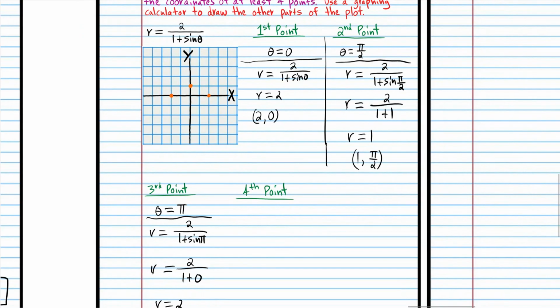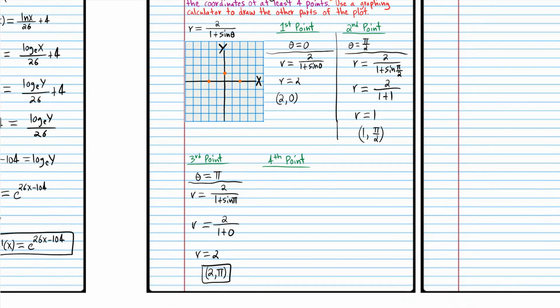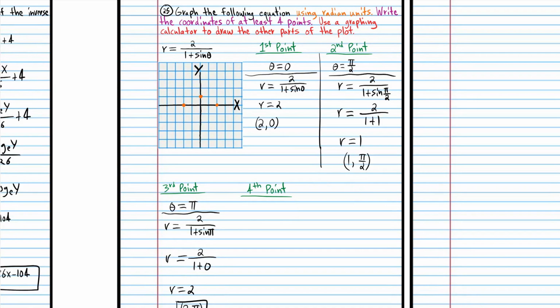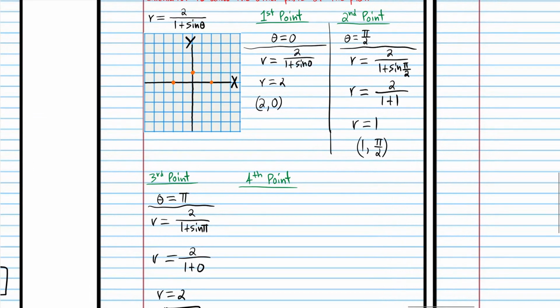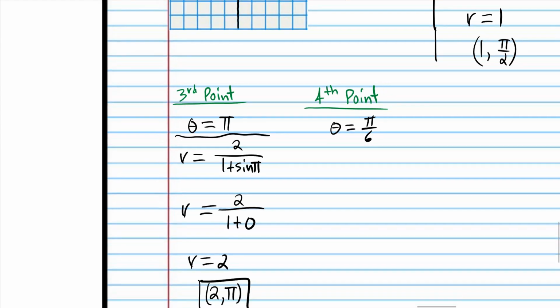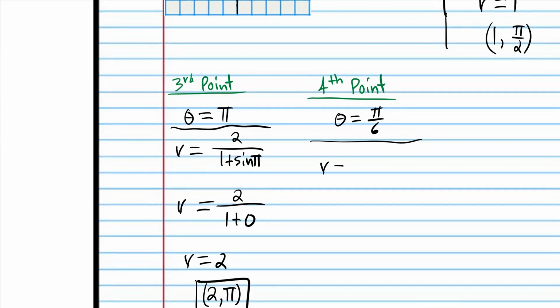And at that point, we have enough information to really graph this curve, but we're asked to find 4 points, so we're going to find one more. Let's see, we cannot use 270 degrees, which would be 3 pi over 2, because we get 0 in the denominator again. We could just use maybe pi over 6. It's not as easy a value as the other values, but it's fairly easy to work with what we're going to get if we plug in pi over 6.